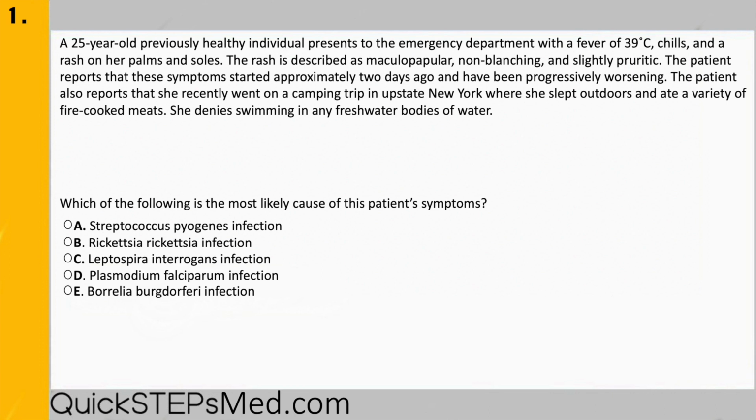All right, so now let's read the whole question in its entirety, then I'll give you about 40 seconds to a minute maybe to answer. A 25-year-old previously healthy individual presents to the emergency department with a fever of 39 degrees centigrade, chills, and a rash on her palms and soles. The rash is described as maculopapular, non-blanching, and slightly pruritic. The patient reports that these symptoms started approximately 2 days ago and have been progressively worsening. The patient also reports that she recently went on a camping trip in upstate New York where she slept outdoors and ate a variety of fire-cooked meats. She denies swimming in any freshwater bodies. Which of the following is the most likely cause of this patient's symptoms?